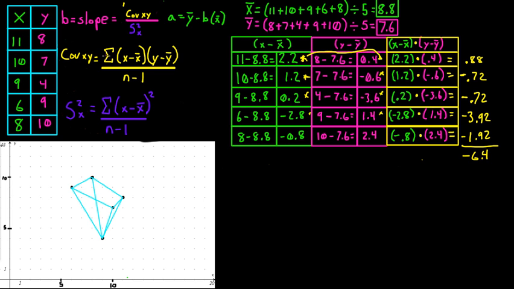So you've got this symbol right here, sigma, which means to sum. So you add these up, and the sum is negative 6.4. So we know that this top part up here is going to be negative 6.4. Okay, and then we're going to divide that by the number of items we have, minus 1. So 5 minus 1 is 4. So when we do that, we get the covariance to be negative 1.6.